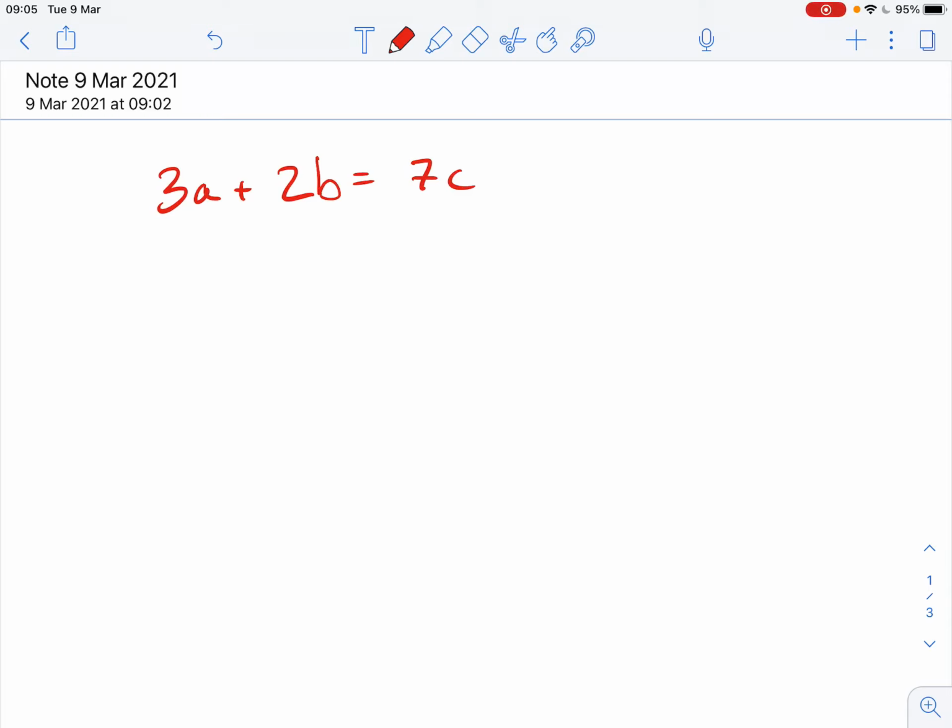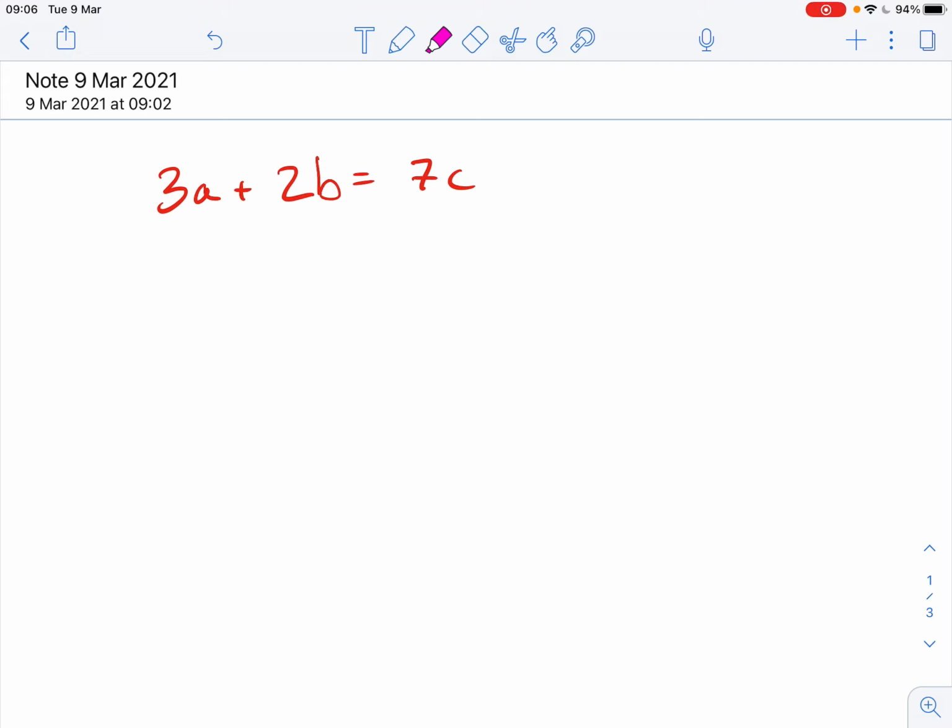Hello, Mr. Westwater here, and today I'm going to go through a few examples of changing the subject. In each of these occasions we're going to look at what we're making the subject and how we're going to try and make that the thing that's solely isolated on its own.